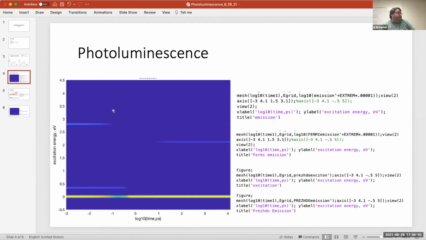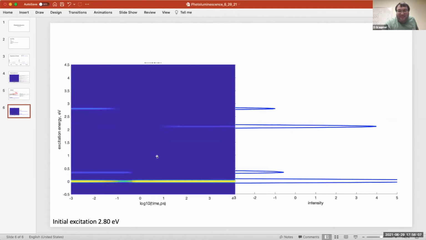So my interpretation. I'm going to switch to this one. Okay, so this is the same figure. I just joined the two figures together so you can look at them side by side. So this line right here is the same as my initial excitation, about 2.8 eV.